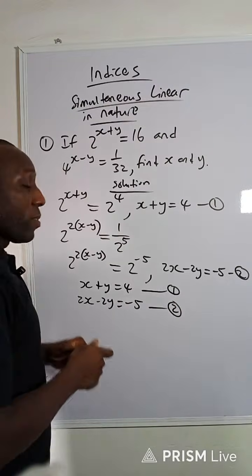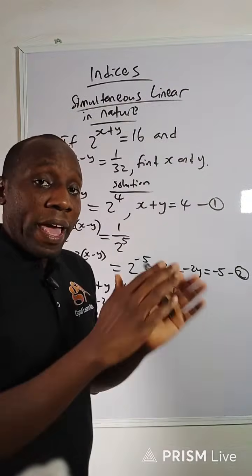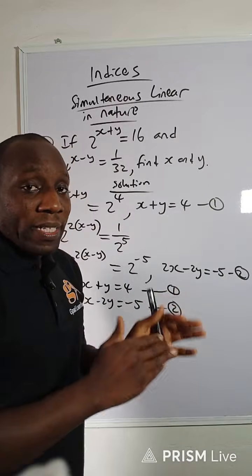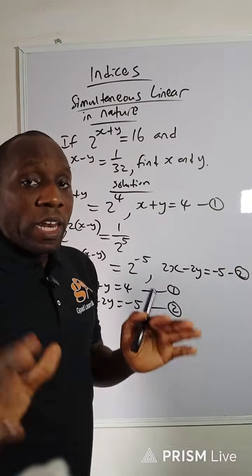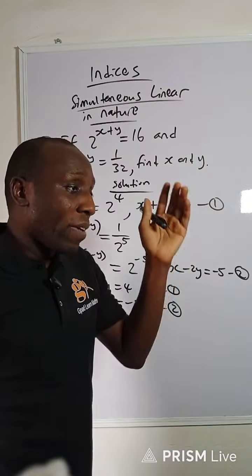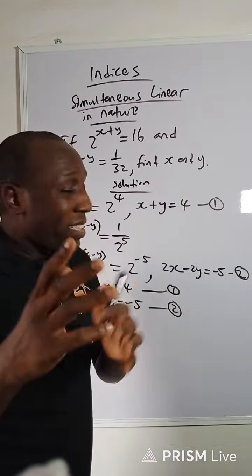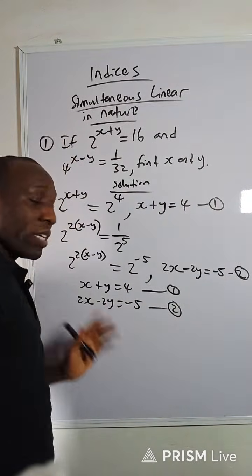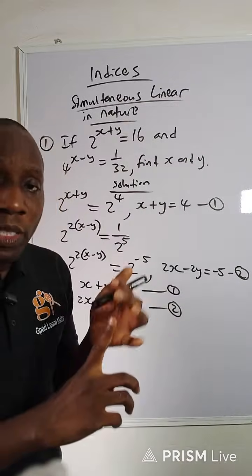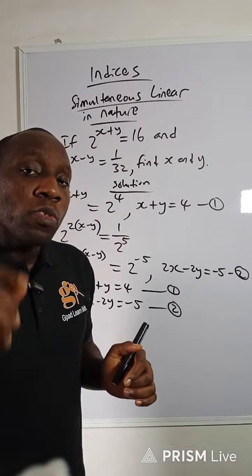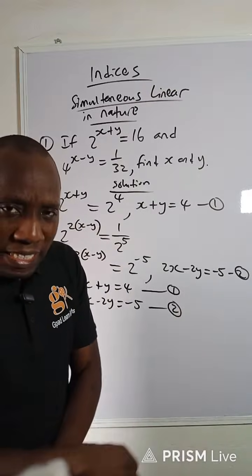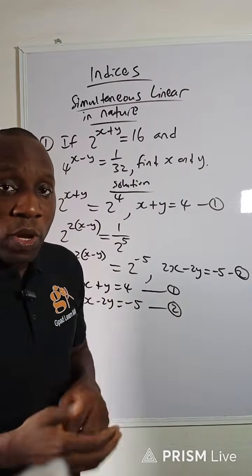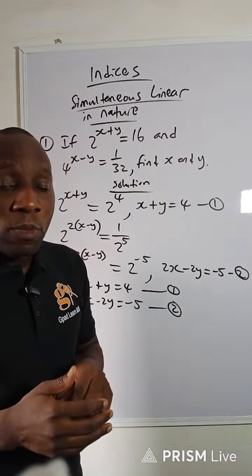Now, look at this. We want to get rid of x so that we can get y, or you can get rid of y to get x. Either is fine. But before you can get rid of x or y, there are different ways of solving this system of equations. I can use the elimination method or the substitution method. But let's use the elimination method. I'll be interchanging them so you get used to the different ways you can solve a system of equations.